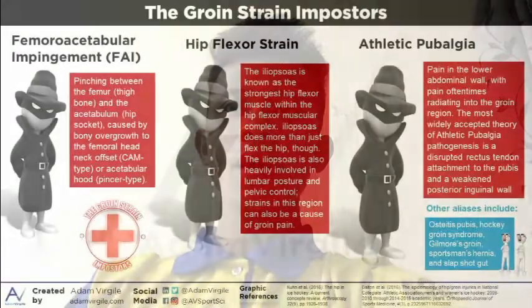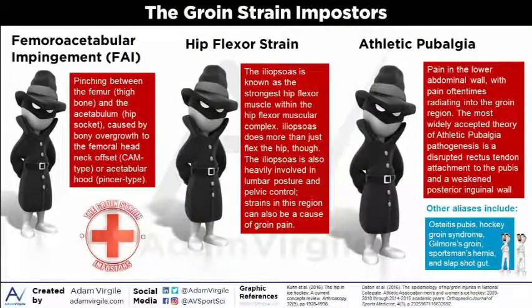Okay, and then I want to talk about the groin strain in posture. First, femoroacetabular impingement (FAI), pinching between the femur thigh bone and the acetabulum hip socket caused by bony overgrowth to the femoral hip neck offset (CAM) type or acetabular hood pincher type.